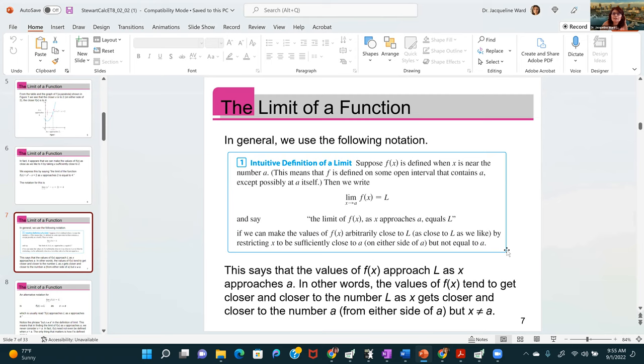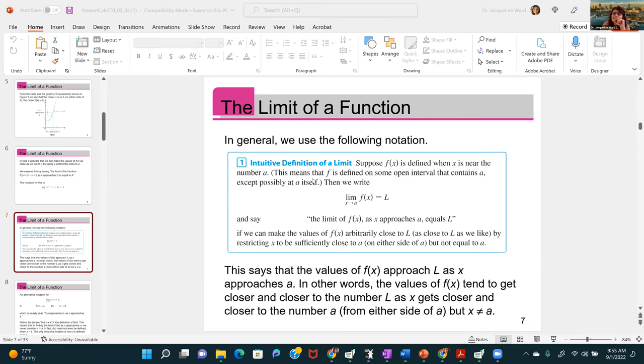All right. So here's the intuitive definition of a limit. And then in section 2.4, I believe it is, we look at the precise definition. But for right now, because again, the understanding is so, so important, please don't give up. If you have questions, ask, go to the Math Success Center, meet with me, whatever, okay?